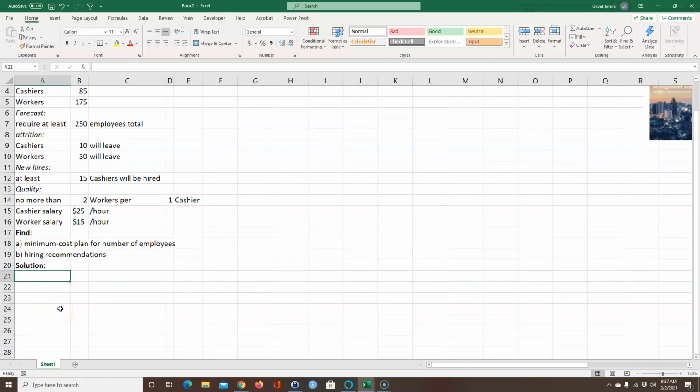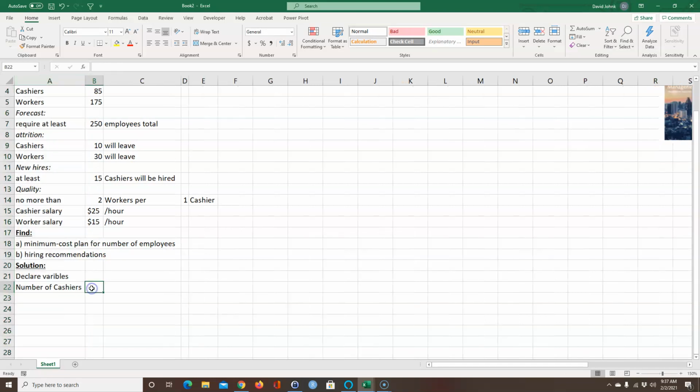All right, so this is perfect for linear programming. And the first thing you want to do is declare your variables so you can say what letters are what, right? So let's just say the number of cashiers, we'll call that the letter C. And we'll call the number of workers the letter W.